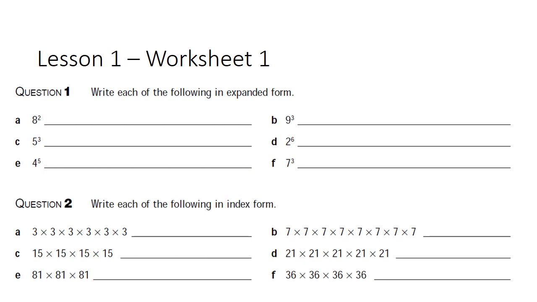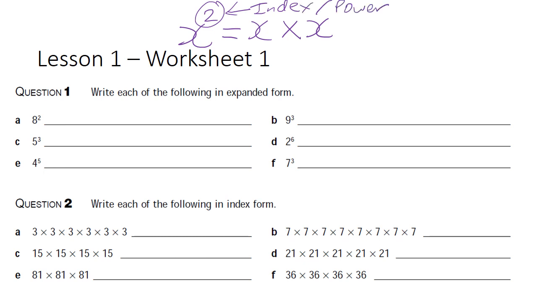Alright students, let's go through the questions for lesson 1. So I want you to take out the worksheet from lesson 1 and let's look at some questions. But before we start, I want to revise what index notation means. If I have x to the power of 2, or we say x squared, what does x squared mean? X squared means x times x, right? So this is what we call the index, or we can call this the power. This tells me how many times the base is multiplied by itself.